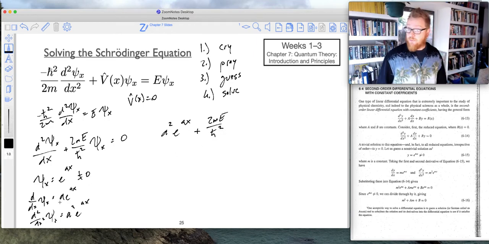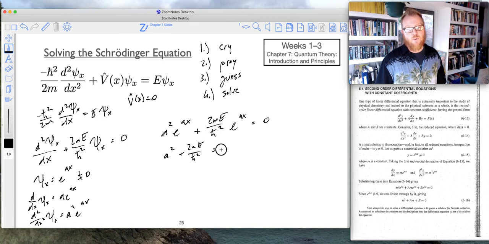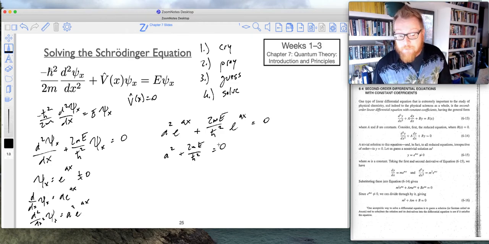And we don't need the first derivative solution in this equation. We needed it to get the second derivative, but we don't need it to write the reduced form here. So now I can just say 2mE over h bar squared times psi, and that is e to the ax, and that all equals 0. So I can eliminate the e to the ax, and I just have simply a squared plus 2mE over h bar squared equals 0.